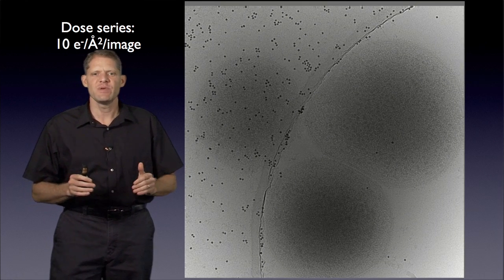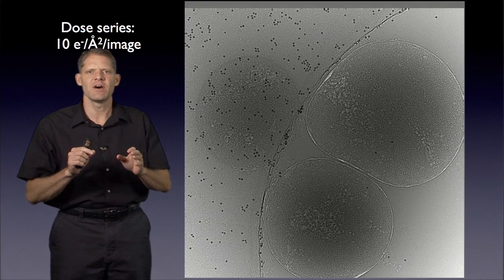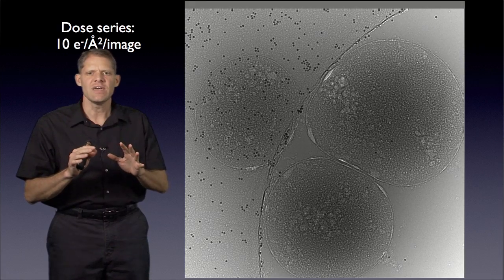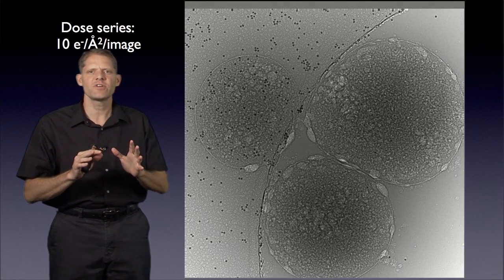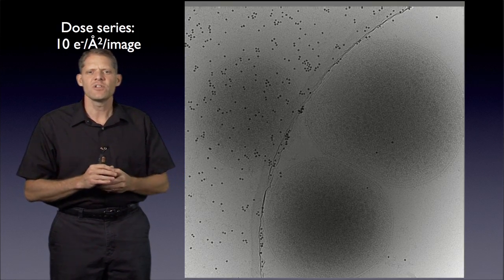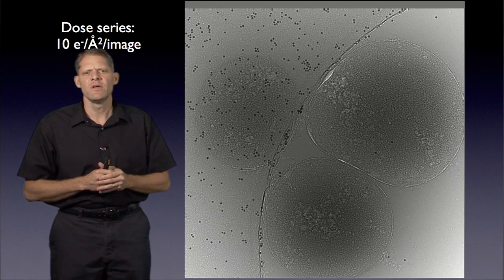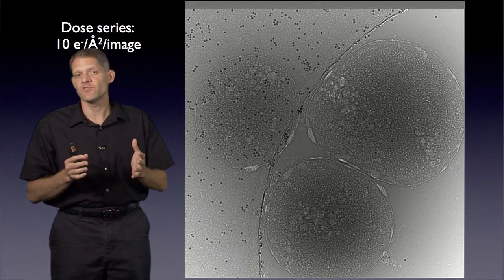So as the electrons begin to hit the cells, you'll see that the densities inside become more fuzzy, and then eventually the membranes first and then other densities inside begin to bubble. So clearly, after many, many electrons have hit, the sample structure has been destroyed.